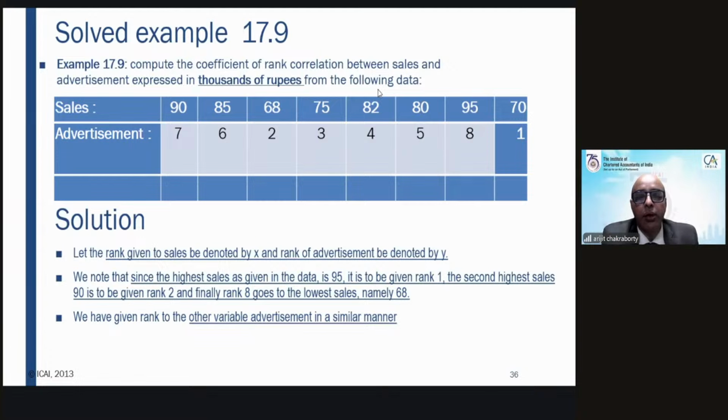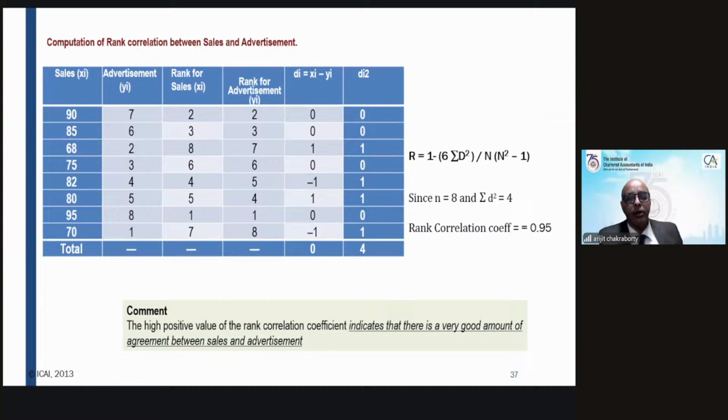Now, if you see the coefficient of rank correlation between sales and advertisement, meaning sales figures are given, advertisement figures are given. The question is we are trying to find the ranks. So what we have done, sales is given. We will call the rank of sales x and find y for advertisement. That way we get the ranking of both advertisement and sales. So in this slide you can see the advertisement amount is given, sales is given, and we are finding the rank of sales.